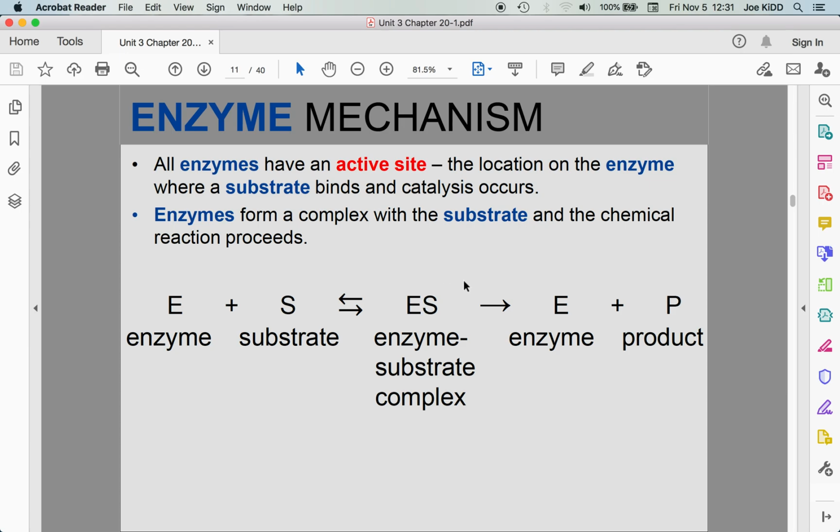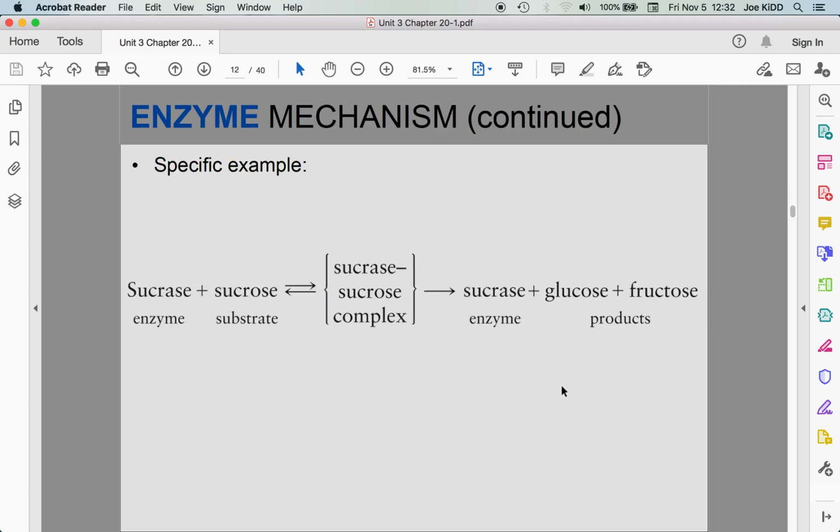The enzyme then releases what is now a product, and the enzyme is ready to go and turn over another compound. So the substrate goes in and product comes out, but the enzyme goes in and the enzyme comes out. Just like any other catalyst, a catalyst is not changed in a chemical reaction. It comes out the same way it went in.